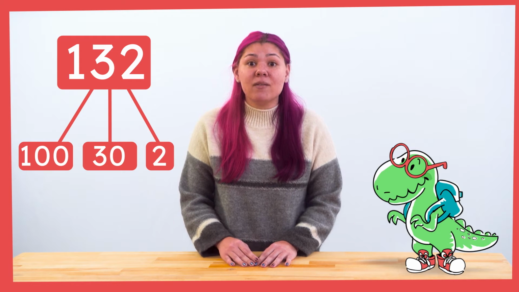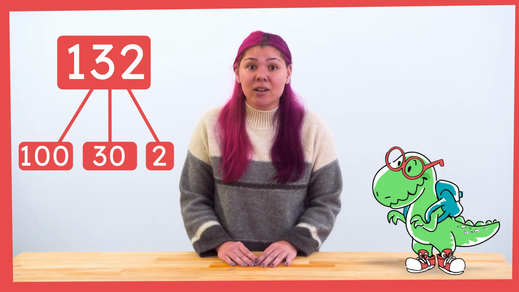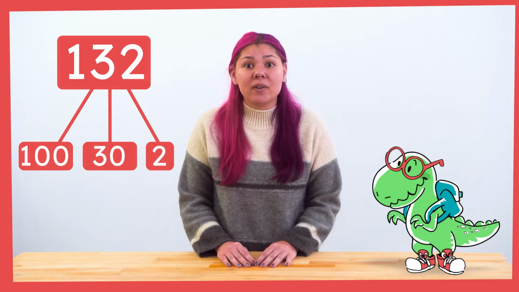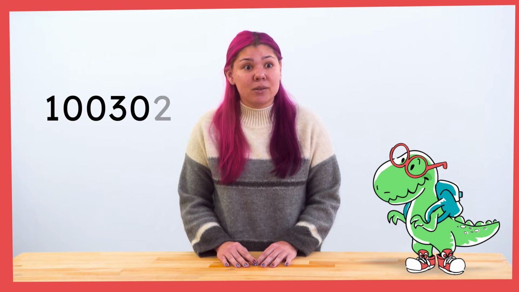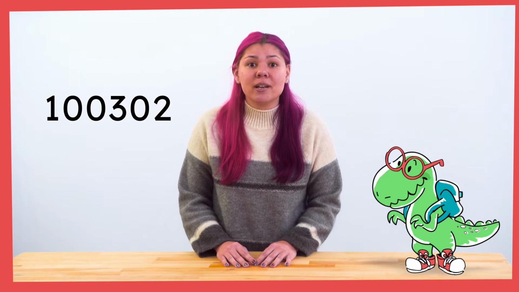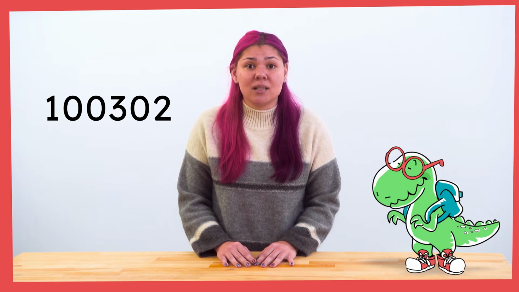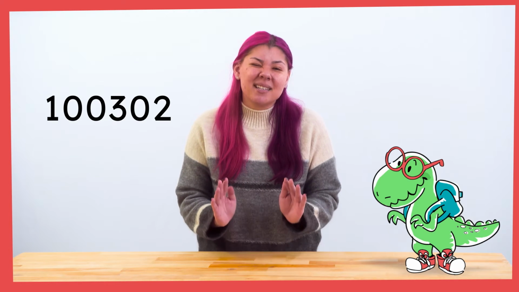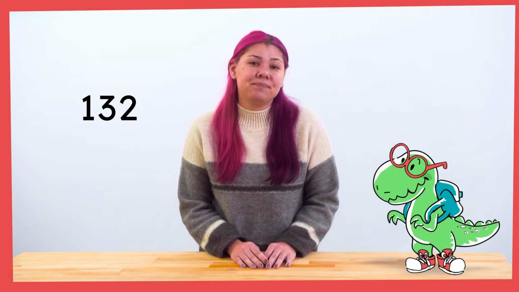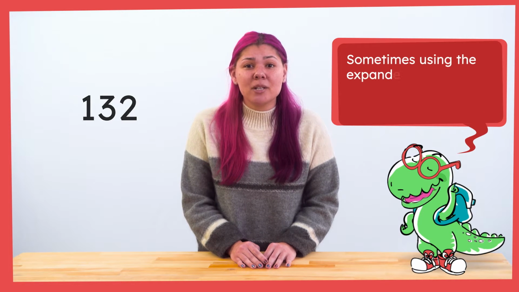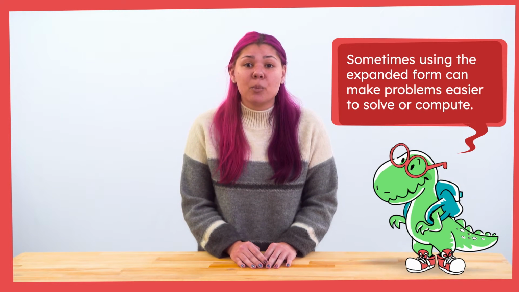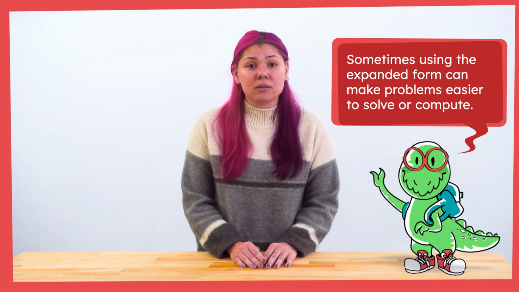Imagine if we wrote out the value of each digit as the entire number. 132 would be written as 100302. As the numbers got larger, it'd be difficult for our brains to process. So we use place value to help us condense numbers and understand them better. Sometimes when we're working with numbers, using their expanded form can make problems easier to solve or compute.